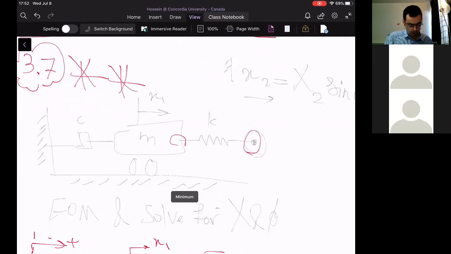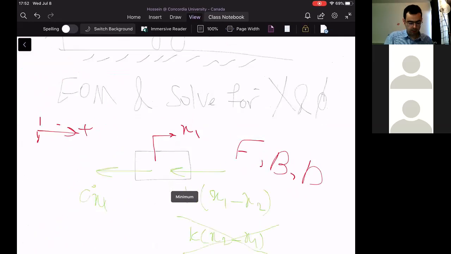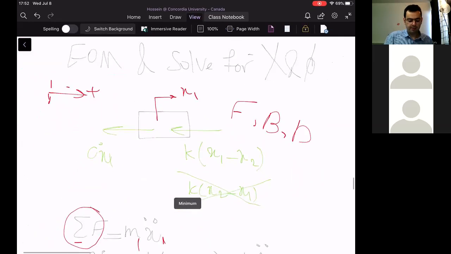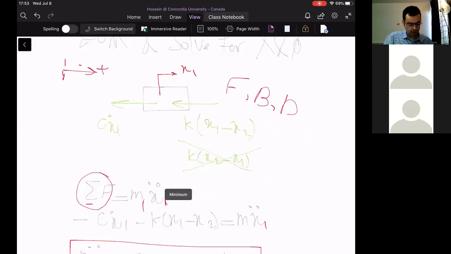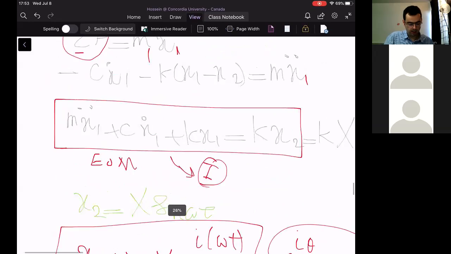As I told you, for deriving the equation of motion, we could take advantage of Newton's second law because we are facing a linear mass-spring system. I consider the positive direction toward the right. That's why I displaced the system toward the right a little bit. Then I calculated the forces that oppose the motion: the damper force C x dot 1 and K times (x1 minus x2). And then I constructed the equation of motion like this, okay?